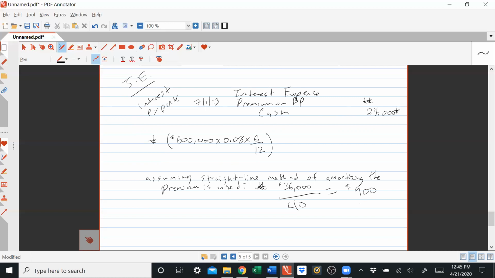But to calculate that, you have to use a table. We're not going to do that. So we're going to reduce the premium by 900 every time we pay interest. Therefore, you solve for cash and the reduction of the premium first, and then the plug is just the interest expense. So the interest expense is 24,000 minus 900, or $23,100.